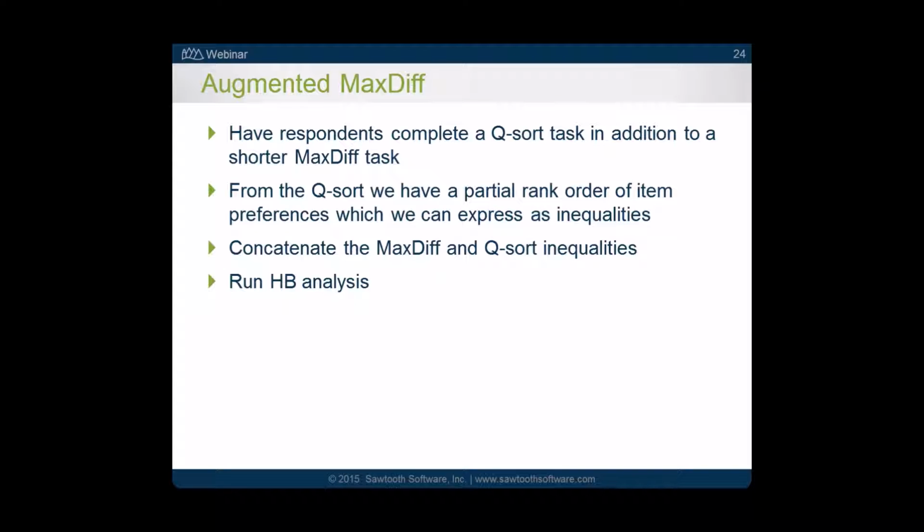If you think about that kind of Q-sort data, it implies a partial rank order. You know that each item in the first bucket is more important than each item in any of the other 3 buckets. And for the second bucket, you know that any item in that bucket is more important than any item in the bottom 2 buckets, and so on. And you can combine that Q-sort data, that partial rank order data, with the data you get from MaxDiff. You put them together, you run HB analysis, and you've got yourself a model.